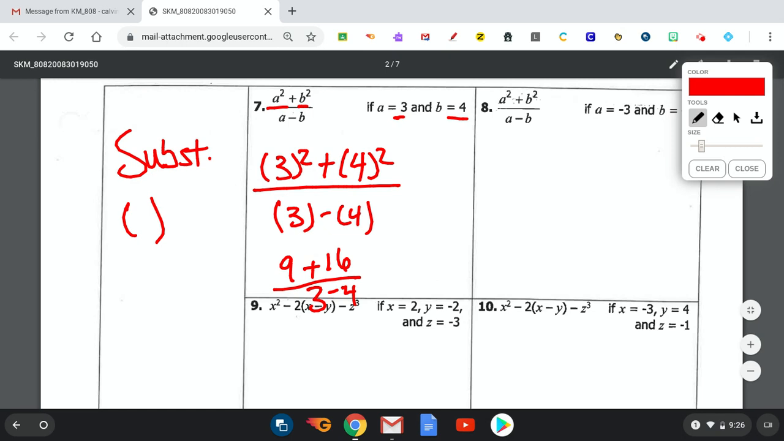And then that equals 25. 3 minus 4 is negative 1. So then my final answer is negative 25. Okay? So it's the same thing. It just looks like it's a fraction. Okay? Now we will look at number 8.